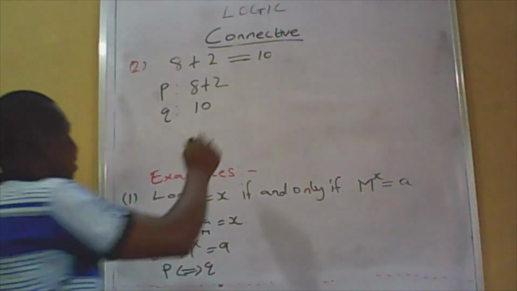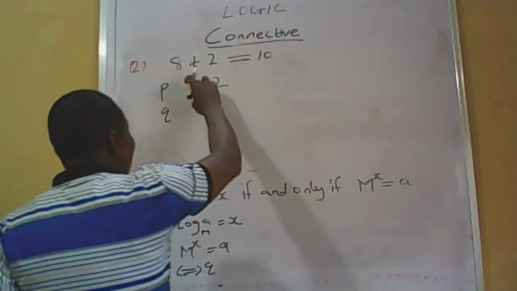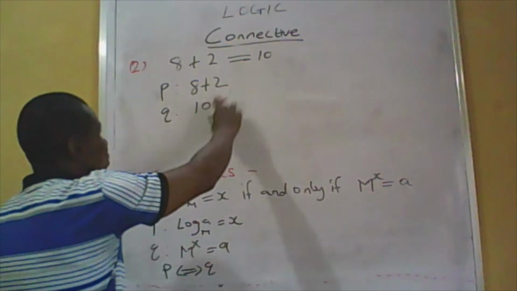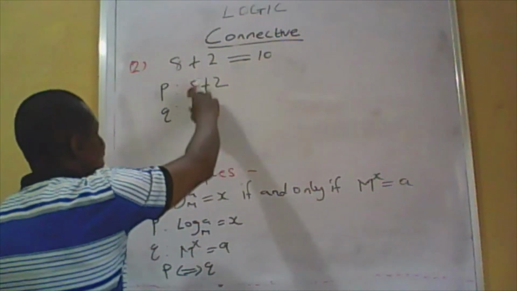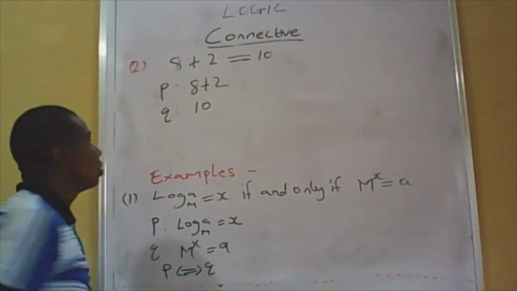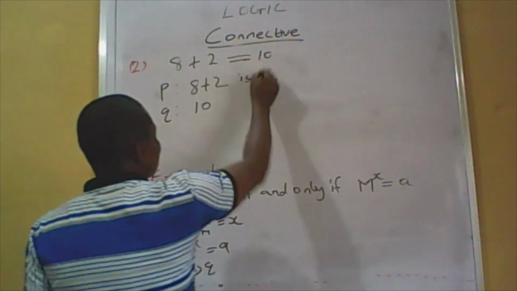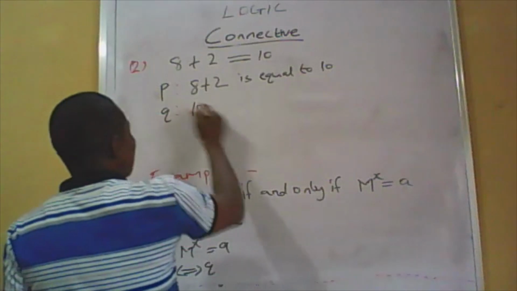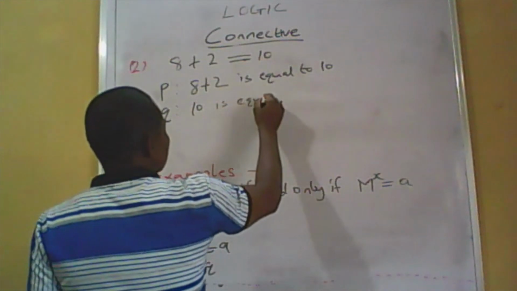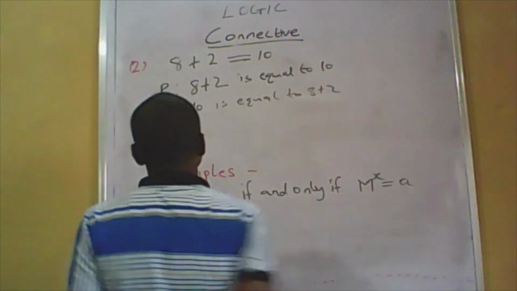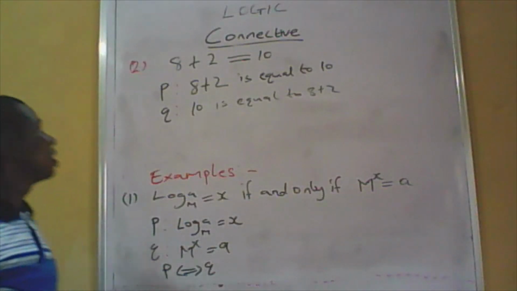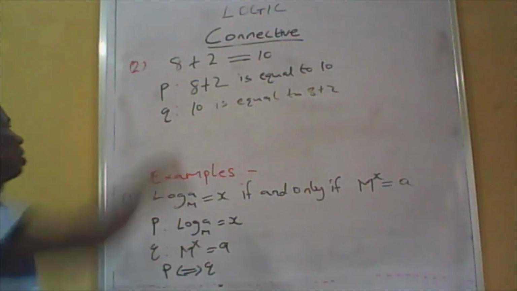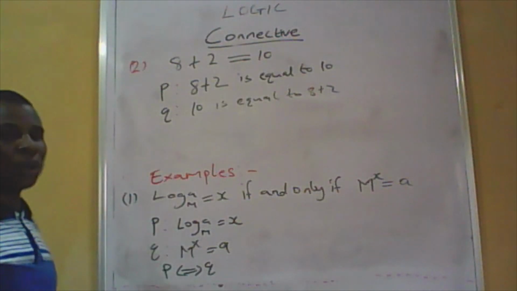Now, this means that P stands for 8 plus 2 and Q stands for 10. That's what it means. It means that 8 plus 2 is equal to 10 and 10 is equal to 8 plus 2. This is what it means: the statement that 8 plus 2 is equal to 10 means P is 8 plus 2 is equal to 10, and then Q is 10 is equal to 8 plus 2.